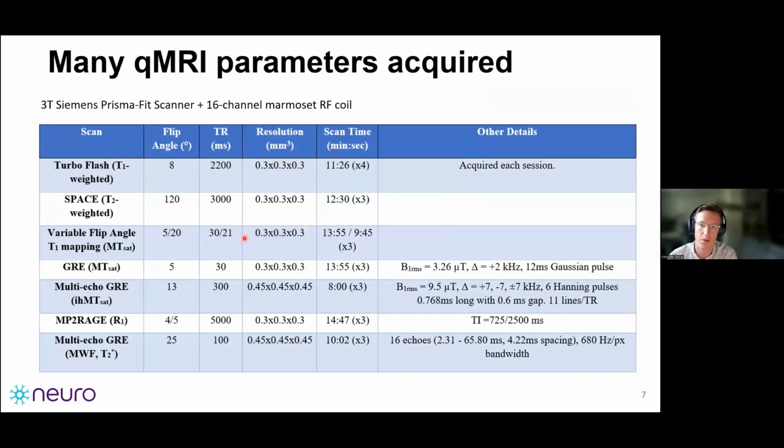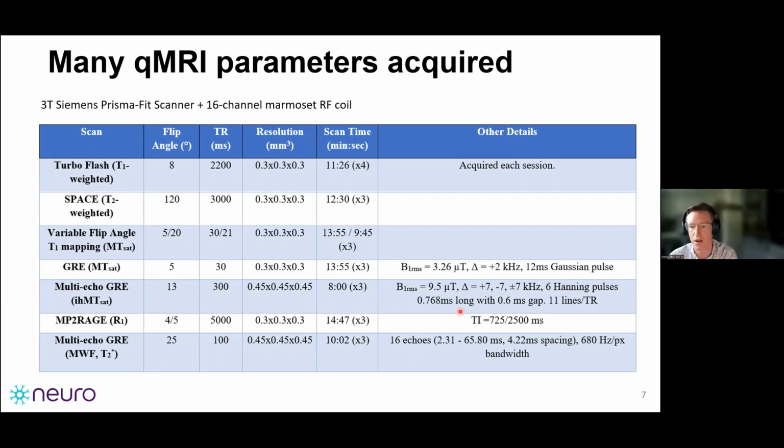We don't have to go through this whole chart, but in case people weren't at the ISMRM or don't have access to my abstract, this is the information that was shared there, and it will be shared in the YouTube recording. We use a 3T Siemens PrismaFit scanner and a 16-channel marmoset RF coil for receive. For the T1 and T2 weighted images, we had a turbo FLASH and SPACE sequence, and we did variable flip angle T1 mapping, and then used a GRE scan with typical MT-SAT parameters for the IHMT.